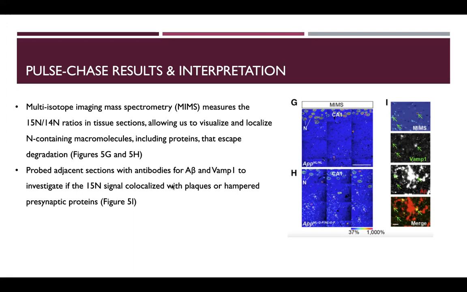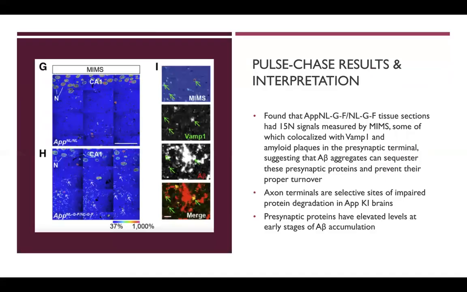Another way they probed for this nitrogen-15 signal is by using antibodies for the amyloid beta plaque, which is one of the precursors to Alzheimer's disease, and VAMP-I, to investigate if the signal colocalized with the plaques or hampered presynaptic proteins. And they show that in figure 5I. In both of these figures, you can see that they were localized.